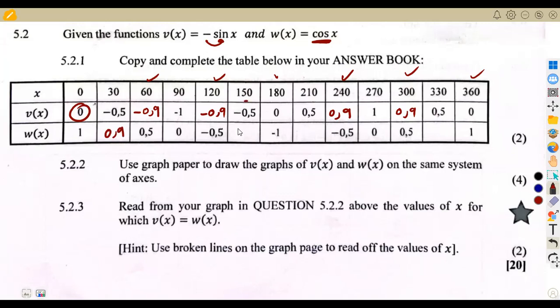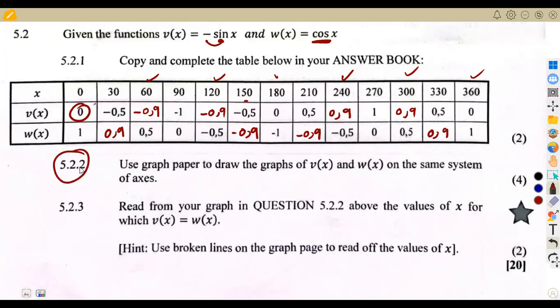Cos 150, you substitute, you're going to get a negative 0.9. At 210, negative 0.9. At 330, it's going to be a positive 0.9. So it was just using your calculator there.